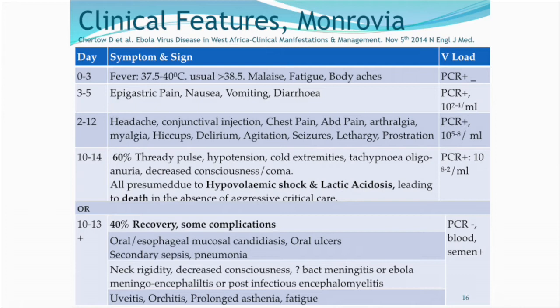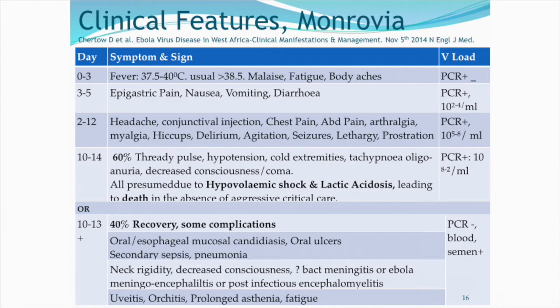Okay? Now, during the first 3 days, the PCR in general will be positive, but it may be negative. Where there is a suspicion, if you want absolute ruling out of the diagnosis, you may, for some cases, have to have the test repeated if you're within the first 3 days of symptoms. Then between day 3 and 5, gastrointestinal symptoms increasingly dominate, with epigastric pain, nausea, vomiting, and diarrhea.